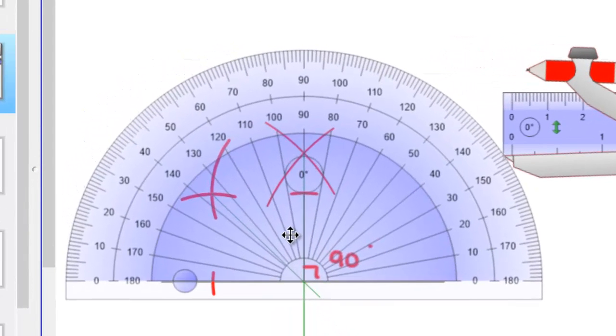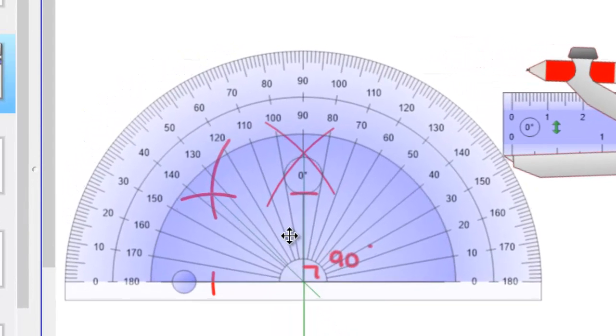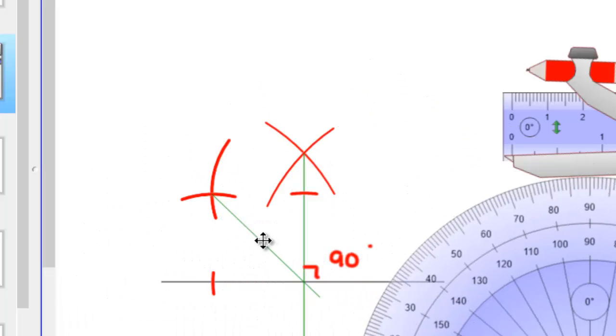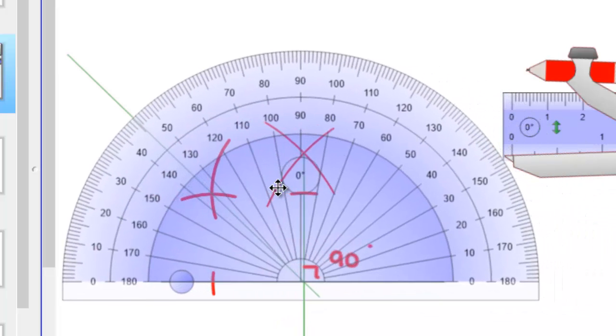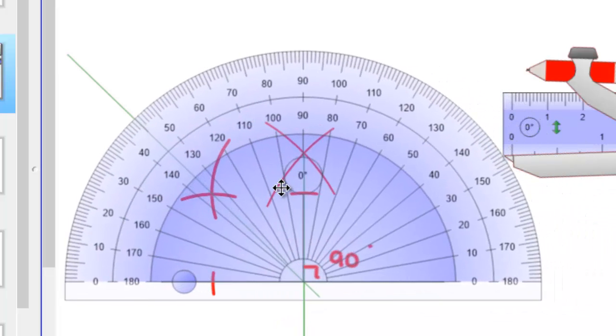I'm placing on the angle this point 0, and as you can see it's passing between the 40 and the 5. If I want to check carefully, I can extend this line and check it again to see if it's the right angle or not. As you can see, it's a perfect 45 degree.